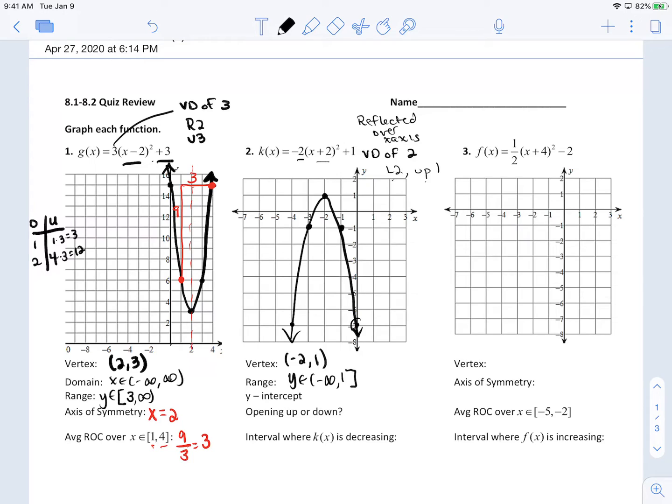We can see our y-intercept right here. It's where it crosses the y-axis. That point is 0, negative 7. We know it's opening down. We can see that pretty easily.